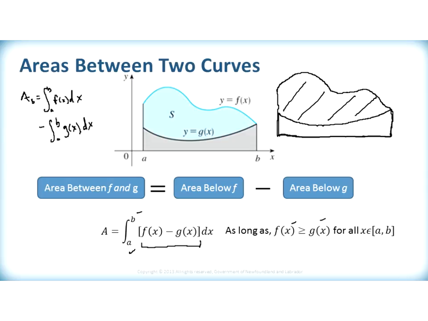If they flip around or do different things, we might have to accommodate in different ways. But for our purposes, we're just interested in finding: take the top one minus the bottom one, and then you take your integral from a to b, and you're all set. So let's get down to business.